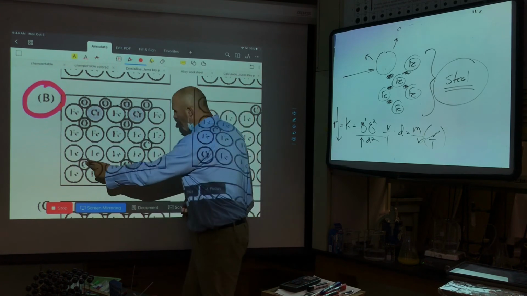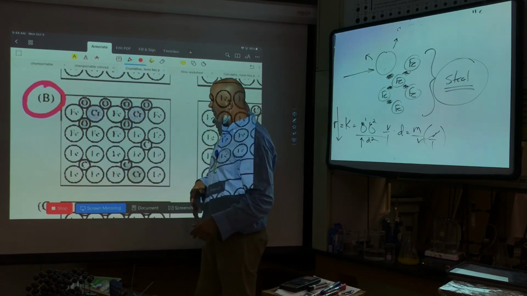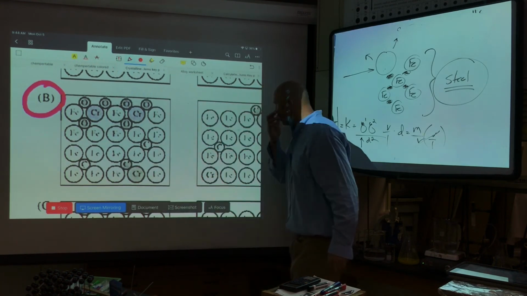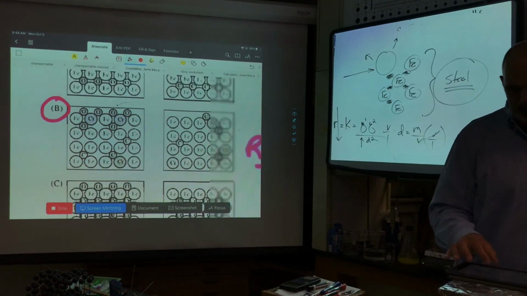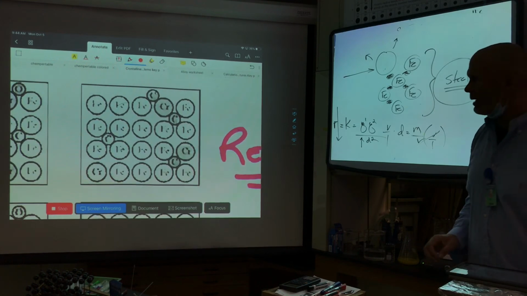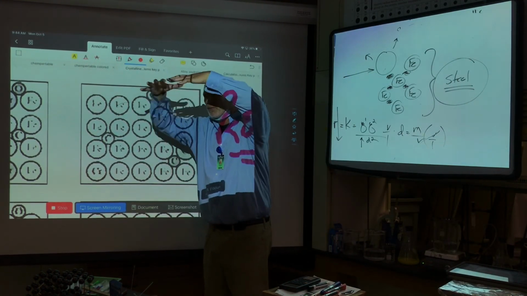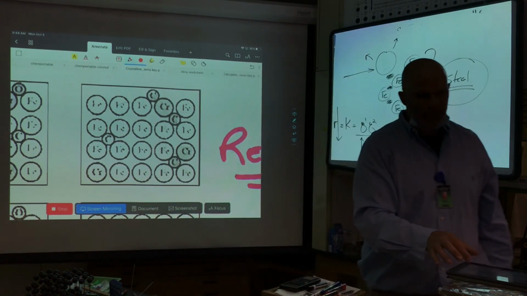You have a little bit of carbon. Why a little bit? Because not 100% carbon's mixed. And on the inside, how come you don't see any oxygens? Because the oxide layer is where? On the outside. It's just that simple.